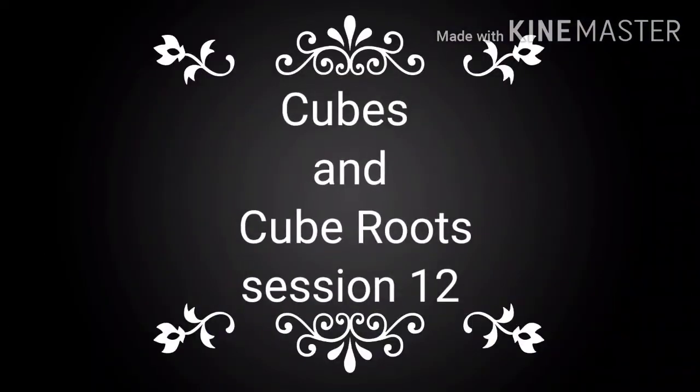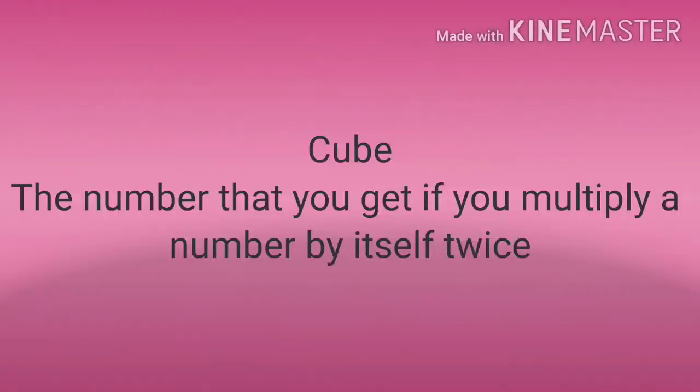Today, we start the next session: cubes and cube roots. Cube definition: the number that you get if you multiply a number by itself twice. Cube numbers can be represented visually as 3D cubes composed of single unit cubes. Cube numbers are also called perfect cubes.